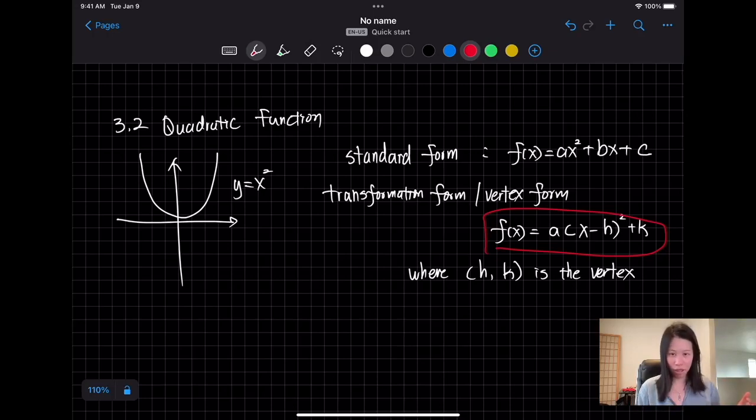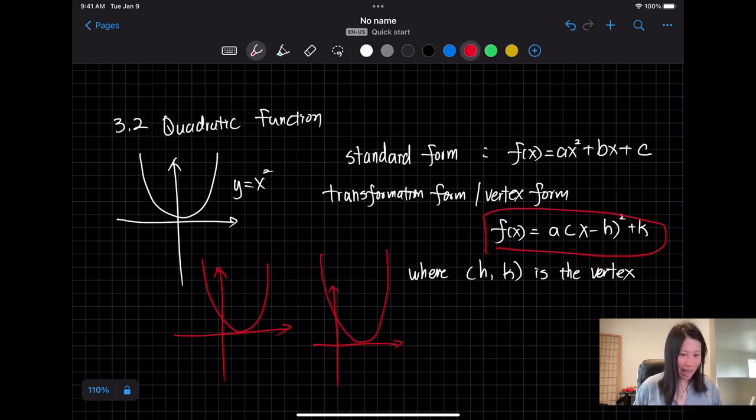I know that this is going to be a quadratic function. And then, since it's minus h, that means the graph is going to shift to the right h units. And then you multiply by a after you shift it. Let's say a is greater than 1. That means your function is going to stretch vertically, like this one. And then after you multiply by a, you add k. So that means the function is going to move up like this one. So that gives you the graph. That's why we call it the transformation form of the function.